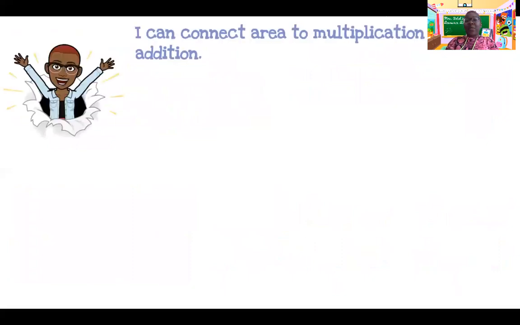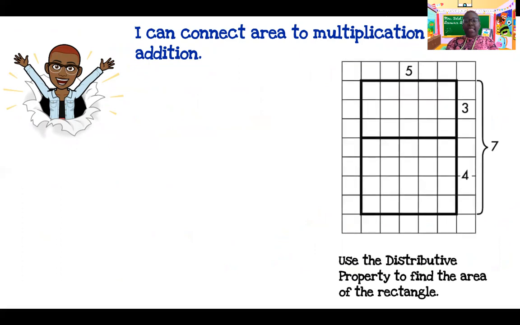Okay, middles, it's your turn. This week, we are going to connect area to multiplication and addition. Let's check out your problem. It says, use the distributive property to find the area of the rectangle.